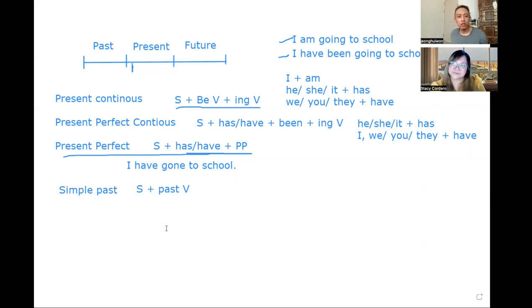What about walk? Work, worked. Yes. So walk is walked, right? And fly. Fly.